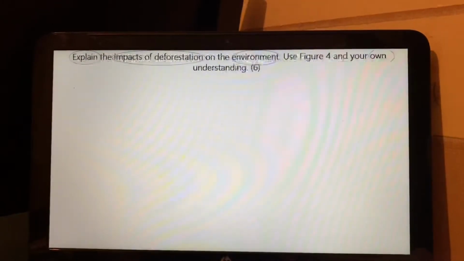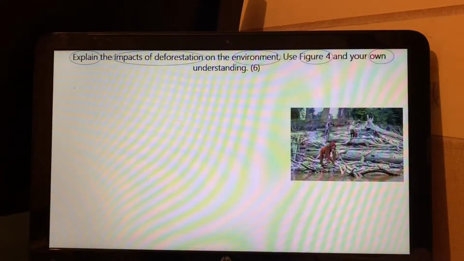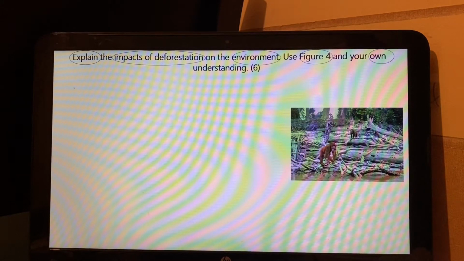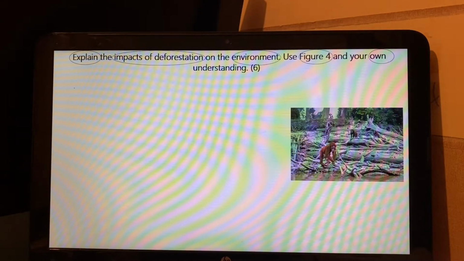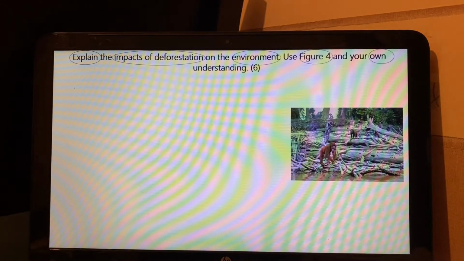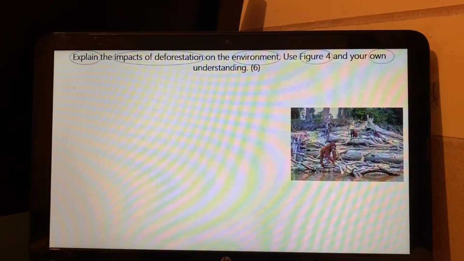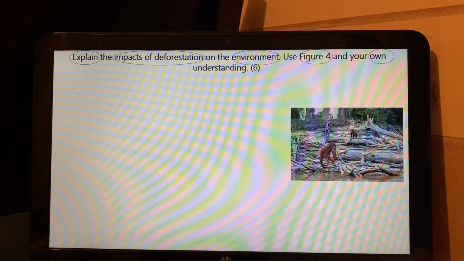Now you've got to use figure 4 and your own understanding. So let's have a look at the figure. Here we can see an image. In your first paragraph, you have to very quickly analyze that image, explain that impact through that image. You can see orangutans almost lost here in what they used to call home. Now you could imagine that will impact their population. So let's have a look at my first paragraph. This is a model answer. So let's have a quick look.